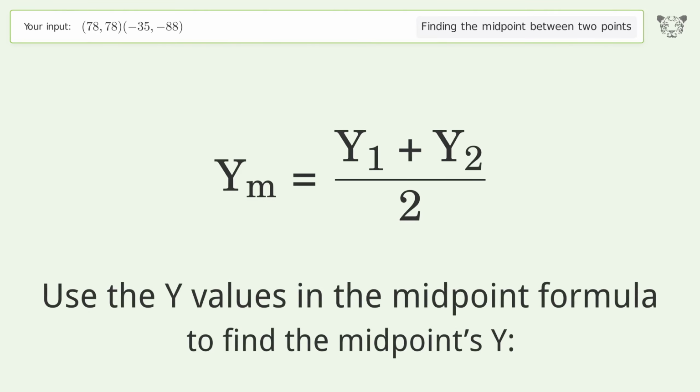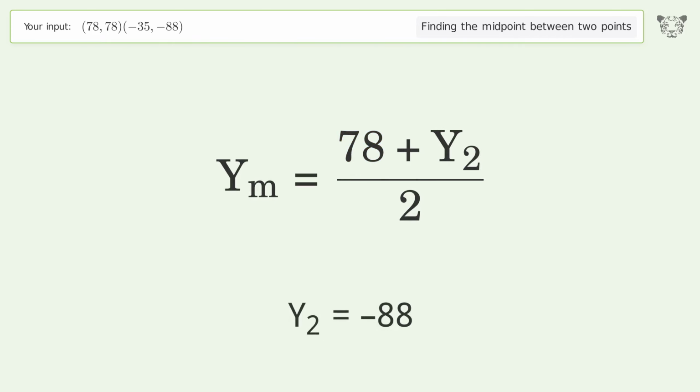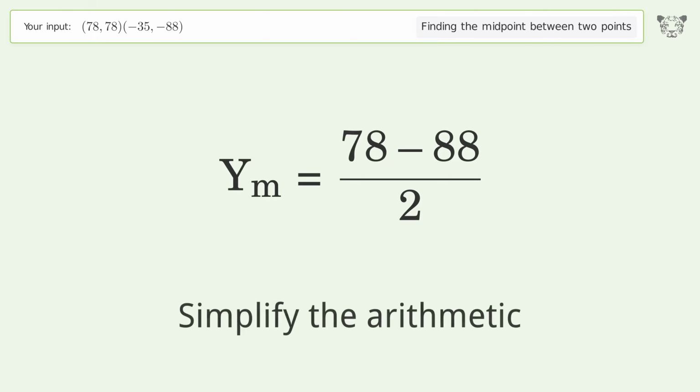Use the y values in the midpoint formula to find the midpoint's y. y1 equals 78. y2 equals -88. Simplify the arithmetic.